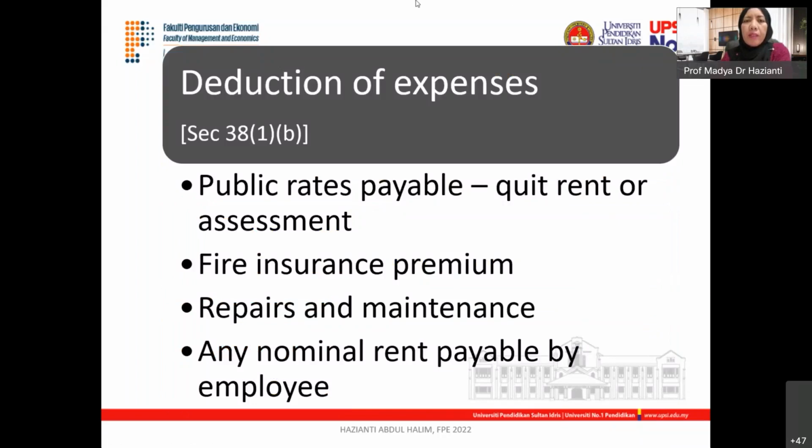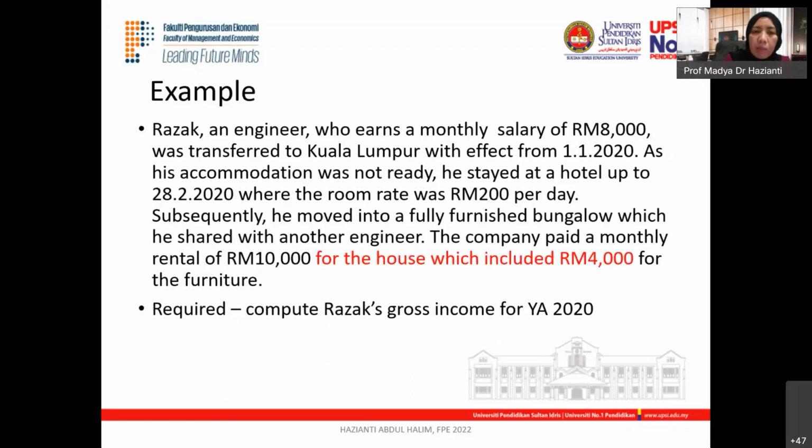Alright, reduction of expenses. Okay, when you get a house, come with the expenses. Satu, kena bayar quit rent, cukai pintu, cukai semua tu, and fire insurance premium. Kalau ada repair and maintenance or any nominal rent payable by employee. In some cases, dia bagi rumah, at the same time, you kena bayar pula. Let's say dia bagi macam subsidi kan. Dia bagi rumah, but you have to pay rent dekat employer RM100 sebulan contohnya. So, itu adalah nominal rent. Semua tu kita kena tolak balik. Right, another example. Bagi soalan dulu.